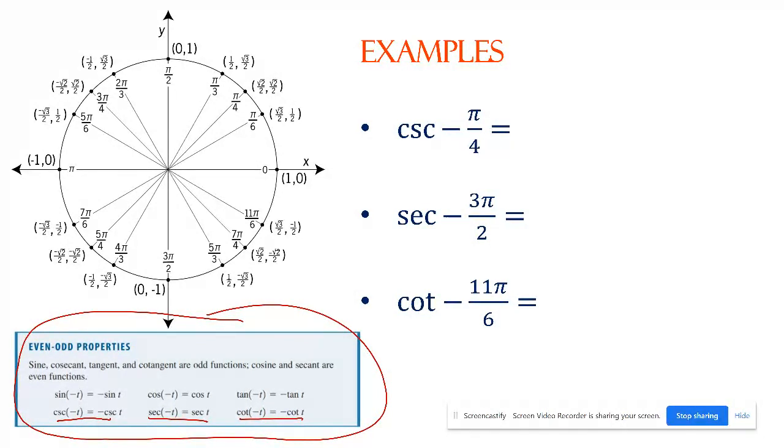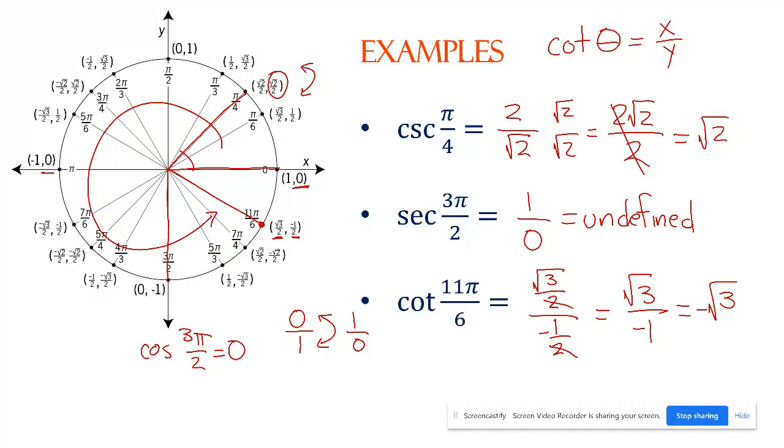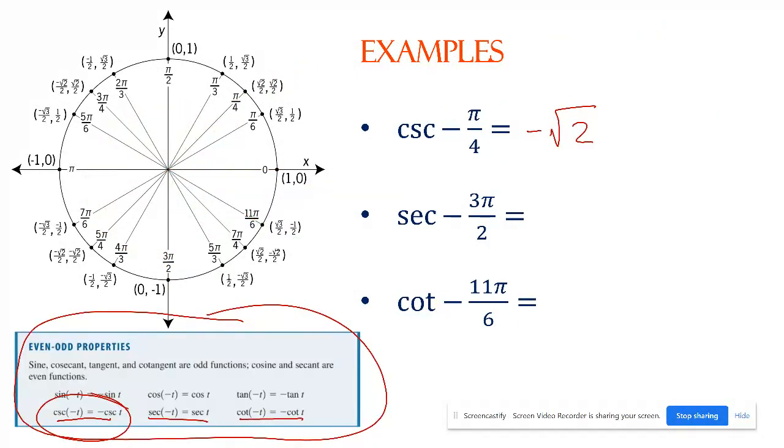Well, let's look at what cosecant of positive pi over 4 was. It was square root of 2. The rule says that for cosecant of a negative angle, you take the cosecant of the positive angle, which was square root of 2, and then you make it negative. So we're following this rule right here. Secant behaves like cosine, and for cosine, the sign doesn't change. So for secant of negative 3 pi over 2, let's look at what we had for regular 3 pi over 2. It was undefined. And when you're undefined anyway, signs don't really matter, but it's going to stay undefined.